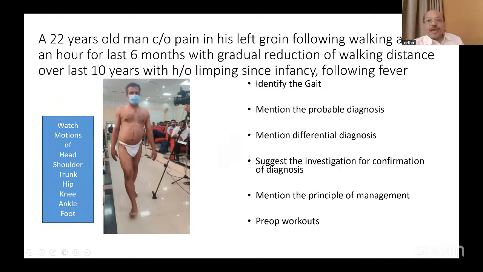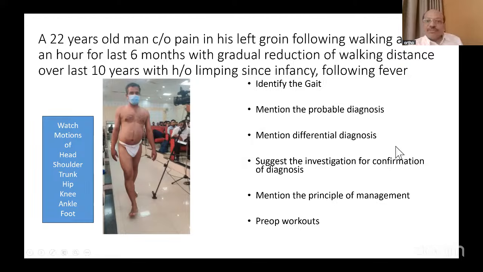So what is the probable diagnosis? See, there is fever in infancy followed by limping. So most probably there is some infective process, which is most common in the hip. It may be a case of unstable hip following pathological dislocation or pathological destruction of the proximal femur in infancy. So it is a sequela of septic arthritis.